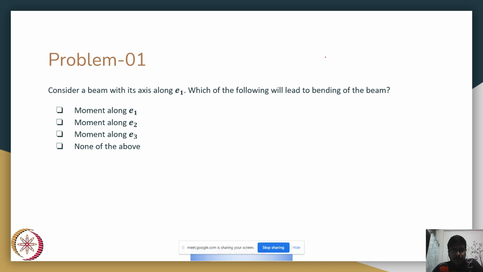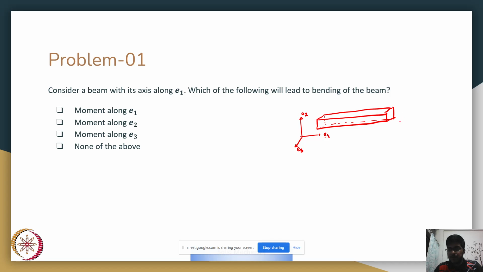The first problem asks: consider a beam with its axis along unit vector E1. Which of the following will lead to the bending of the beam? So we have a beam like this. Its length is along E1, its axis is along E1. We have E2 and E3, and we are asked which of the scenarios would lead to bending of the beam. So okay, the first case is moment along E1.